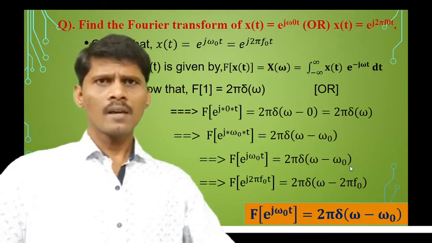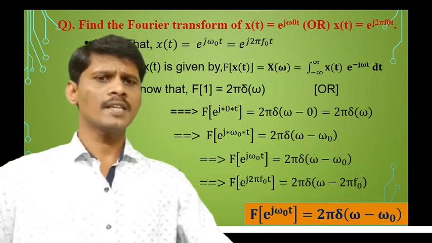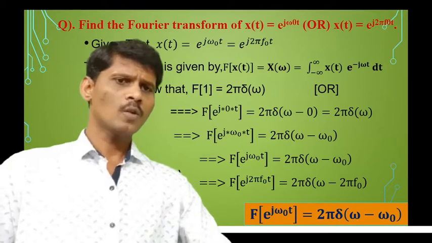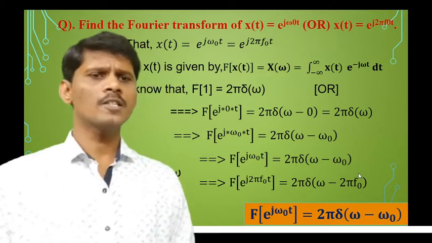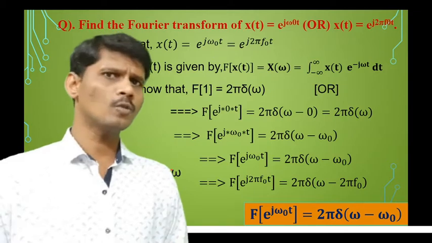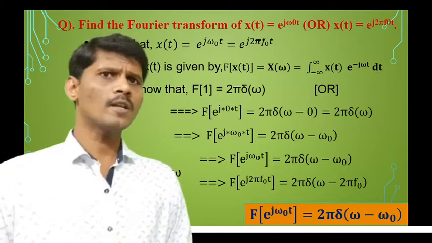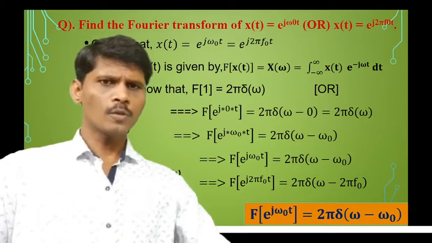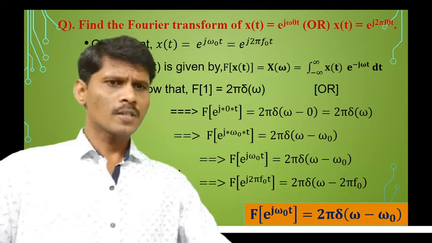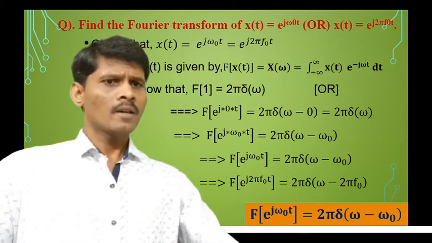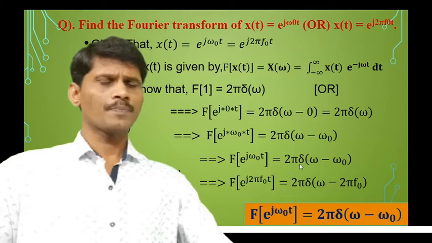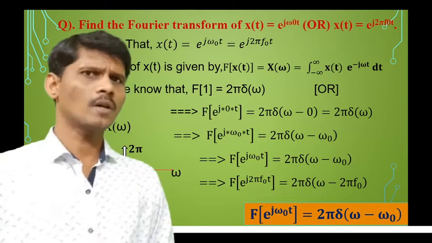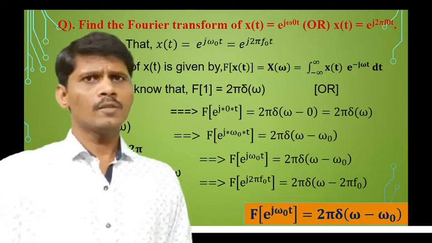The x-axis is frequency omega and the y-axis is the magnitude of the given signal, that is magnitude of X of omega. The impulse function exists at omega equal to omega naught, which is on the positive x-axis, and its magnitude value is 2 pi. So this is the graphical representation of the Fourier transform of e power j omega naught t.